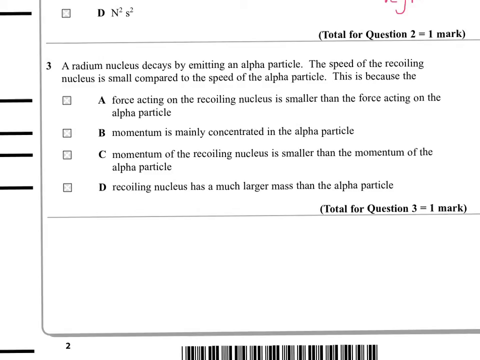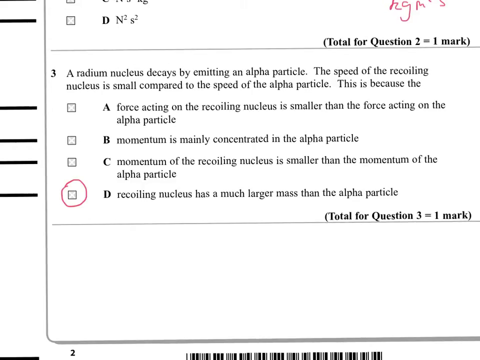Momentum of recoiling nucleus is smaller than the momentum of the alpha particle. That's sort of the reverse of what the question is telling us. Recoiling nucleus has a much larger mass than the alpha particle. That's what we're after. Larger mass, therefore it doesn't have to move as fast to have the same momentum as the other object. Okay, so that's D.